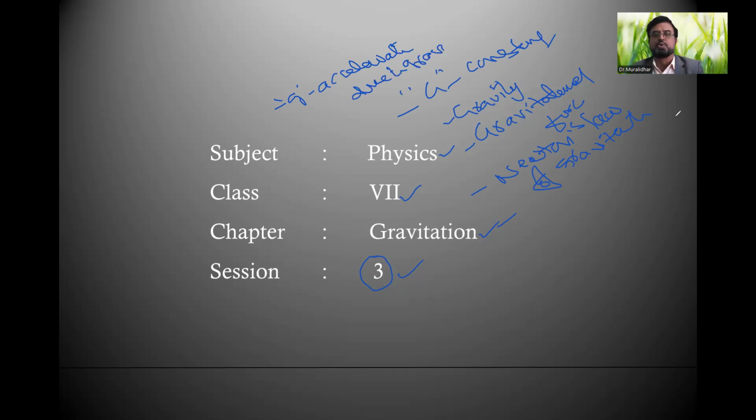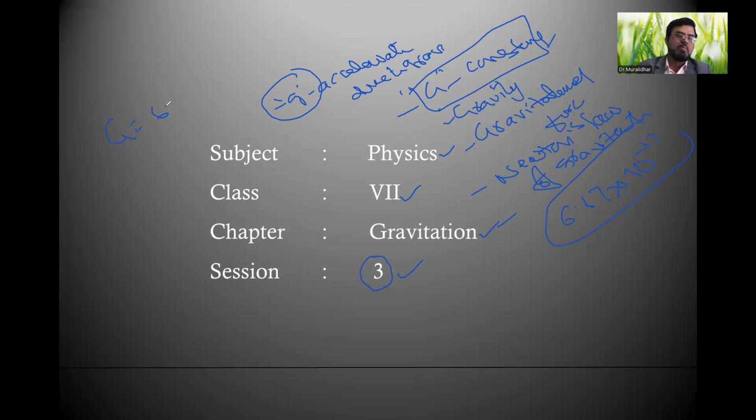The acceleration due to gravity, on what factors it depends, right? How it changes from place to place, how its value changes from planet to planet. Whereas the universal gravitational constant is constant everywhere in the universe, whose value is 6.67 into 10 power minus 11 Newton meter square by kg square. G value is constant everywhere and anywhere in the universe, whereas the small g value changes from place to place.